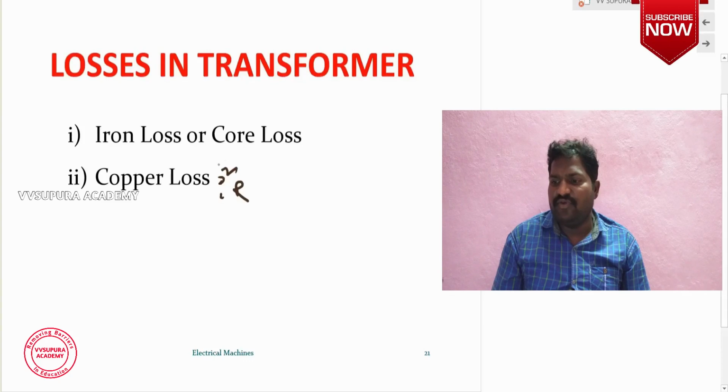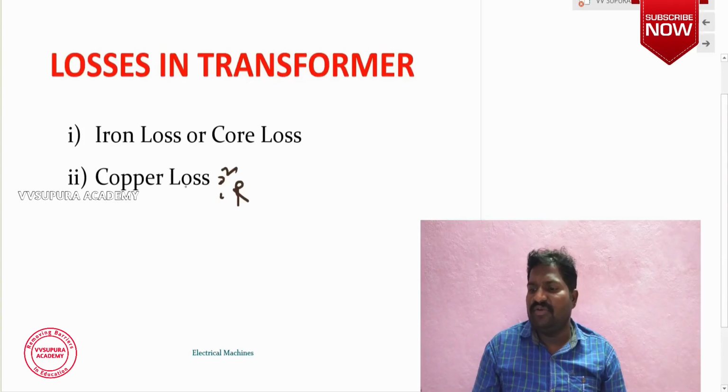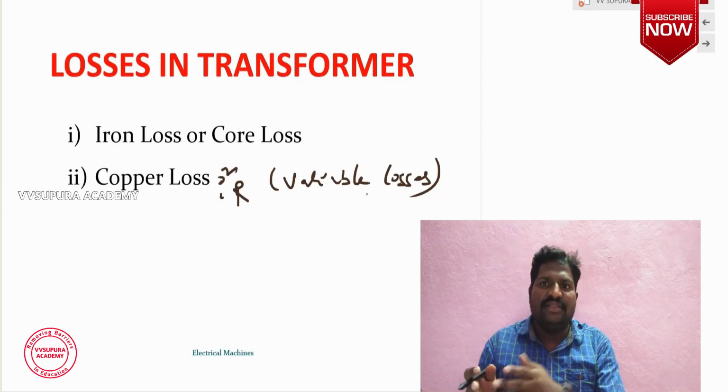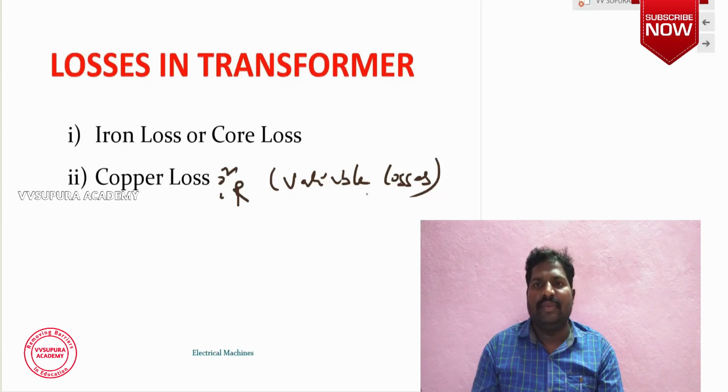They depend on the current flowing through the copper wire and the resistance of the material, and that gives the copper losses. It is a variable loss. Why? Because when the load changes, when the full load is connected, the full load current is drawn from the supply. In that case, the current will be maximum, the full load current, and the losses are also maximum.